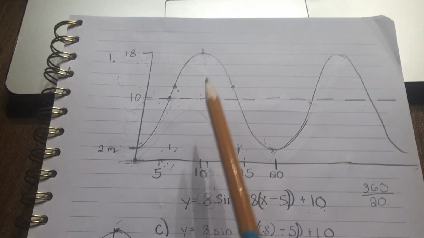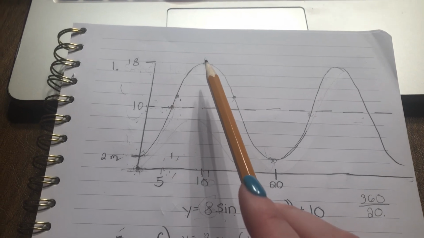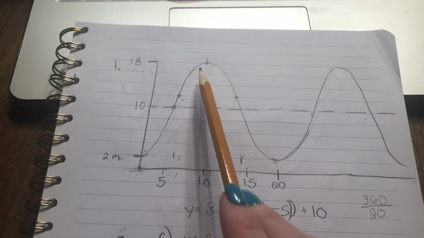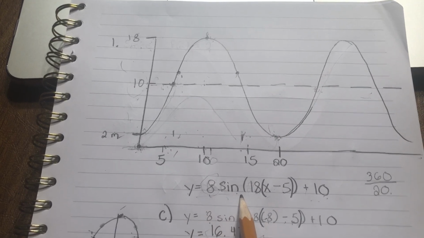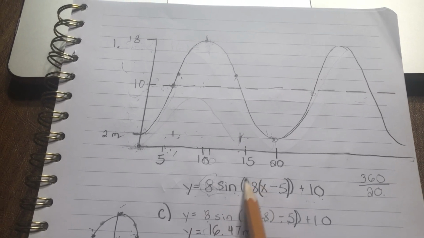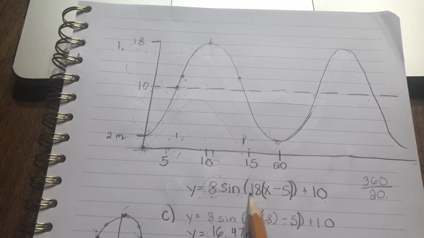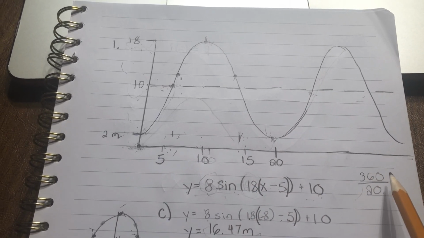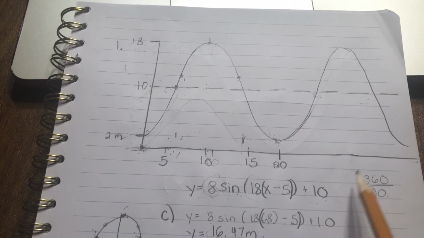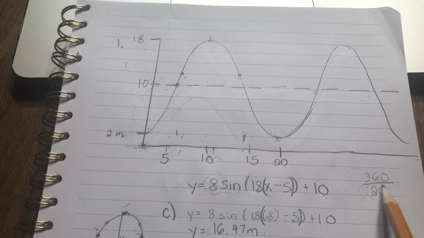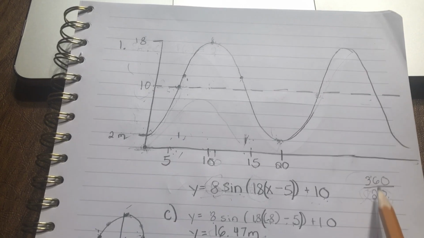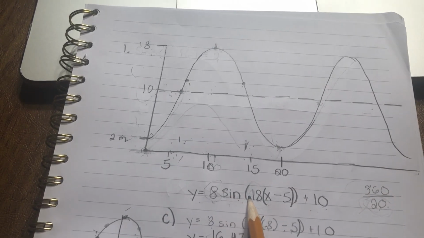But to start, we're going to look at the amplitude. So half of our full height is 8, so that means our amplitude is going to be 8. Then we have the sine function. And then to find out this value here, because usual graphs will either do 2 pi or 360, but one full rotation is 20 seconds, we take 360 and we divide it by 20 and we get 18.